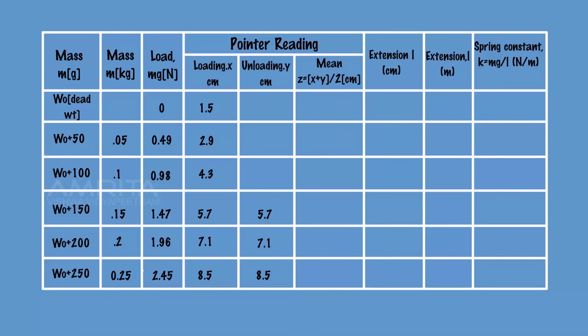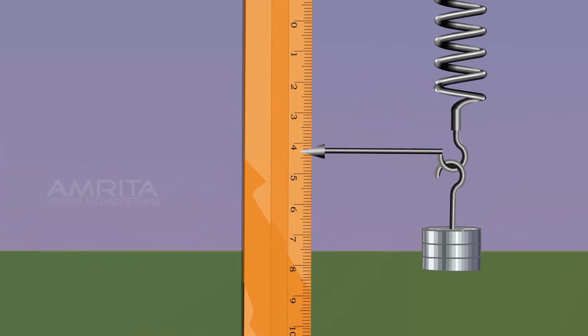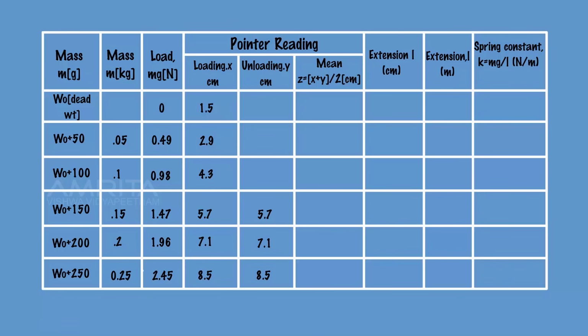Then remove another 50 grams weight from the weight hanger. The pointer moves upward again. Note the reading on the scale. Repeat the experiment by removing the remaining two 50-gram weights. Note the reading on the meter scale each time.